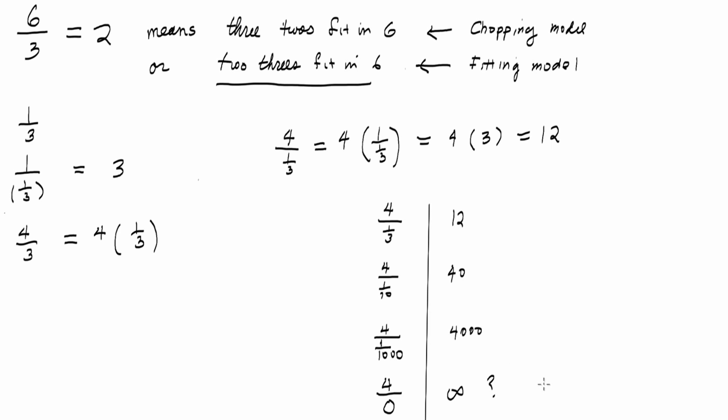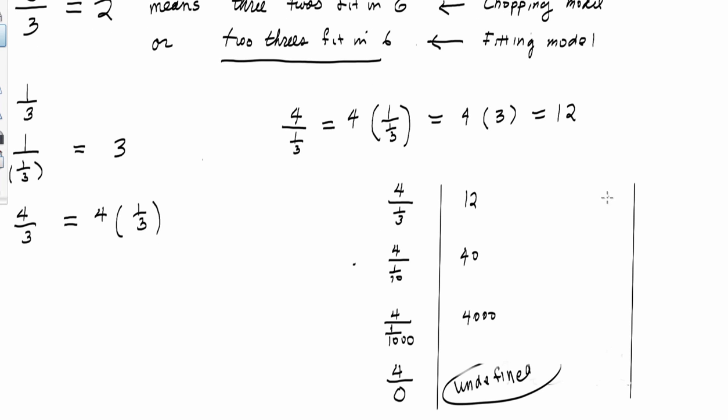However, infinity is not really a number. It doesn't do a lot of things that you would want a number to do. Ultimately, we're going to say that dividing 4 by 0 is just meaningless. Another way of saying that is to declare it to be undefined.